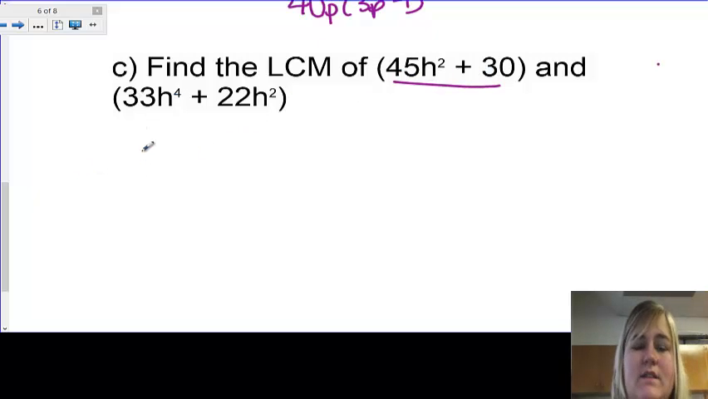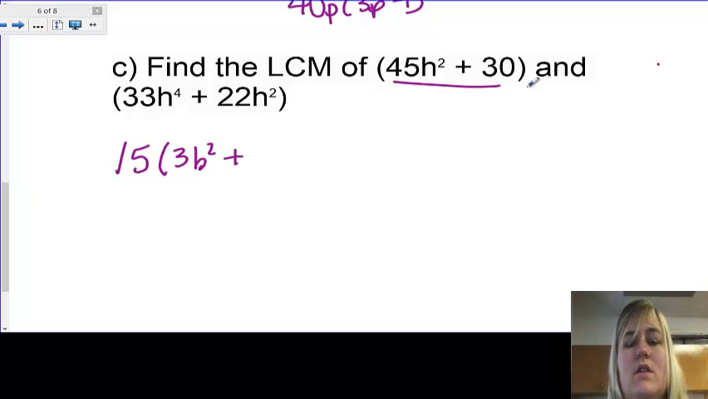Well, I hope you recognize that we could take a 15 out. And when I take out a 15, 45 divided by 15 is 3. Whoops, that's an h, pretend it looks like 1, squared, plus 30 divided by 15 is 2.